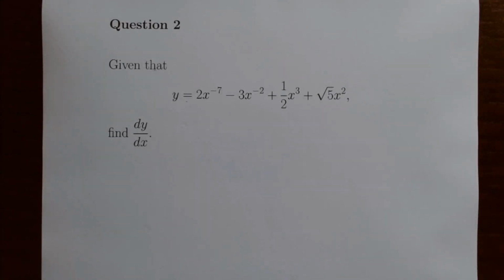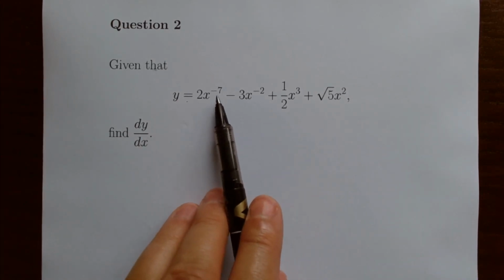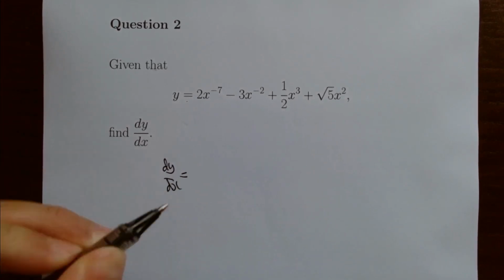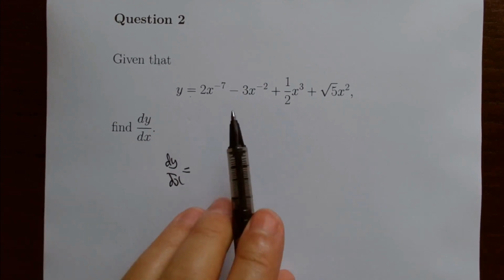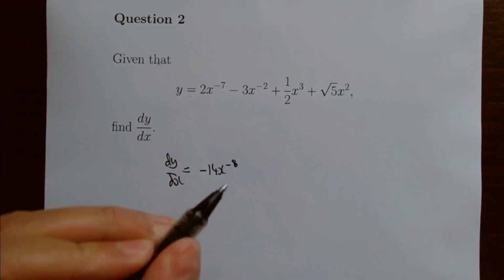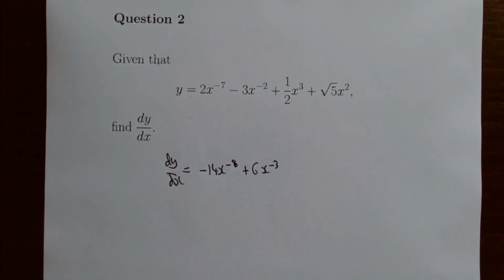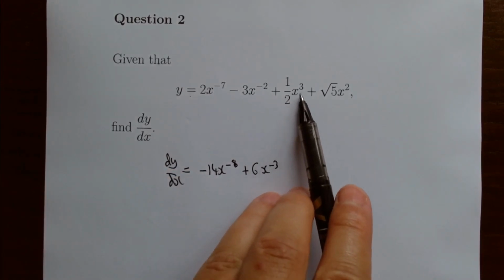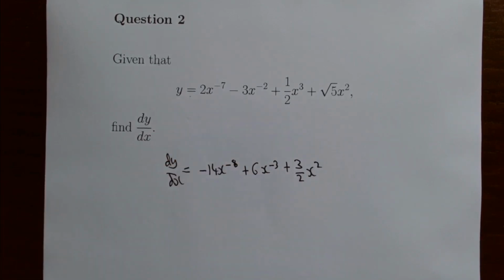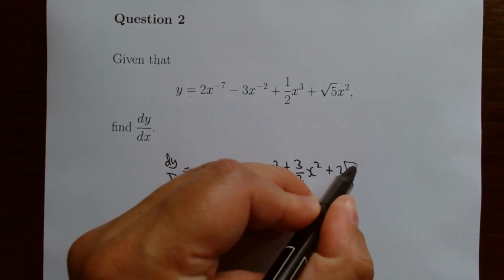Okay, question number 2. We need to differentiate this, and we can begin immediately, term by term. So dy dx equals, that's minus 14x to the minus 8. That becomes plus 6x to the minus 3. Then half x cubed becomes 3 over 2 x squared. And the last term becomes 2 root 5x.